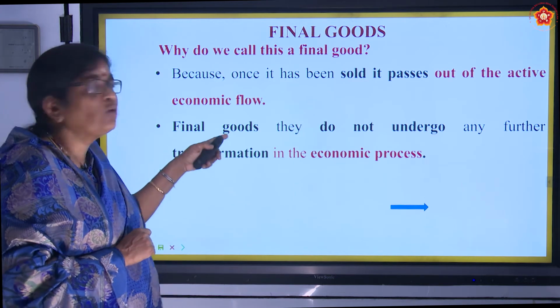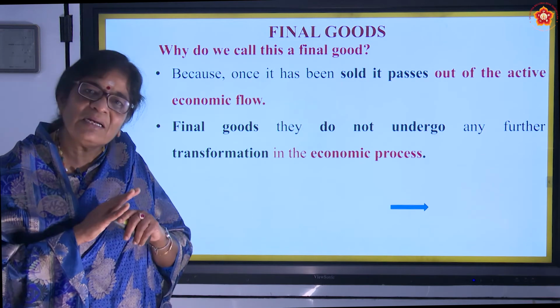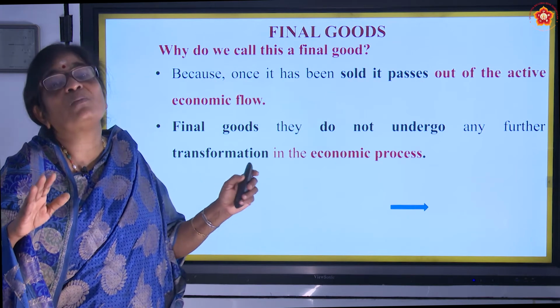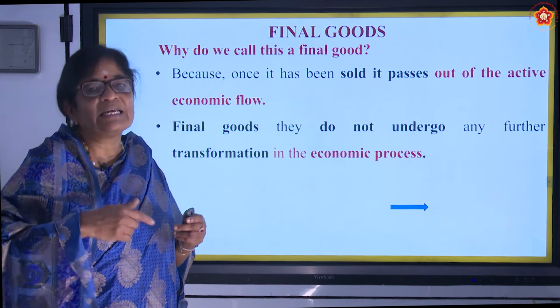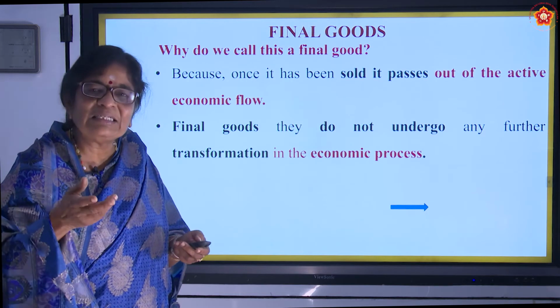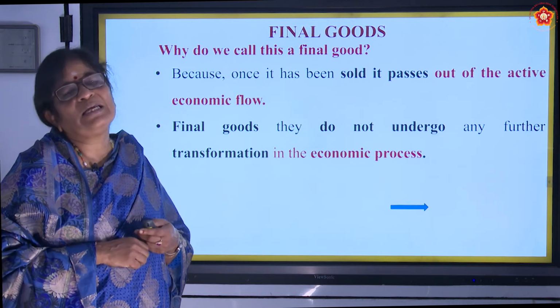Therefore, you have to differentiate between final goods and intermediate goods. Final goods, in the sense that they don't create any further economic process, mean no money earning. But intermediate goods mean that the purchaser can again add value and sell it and earn more money, like tea leaves bought by a restaurant owner.